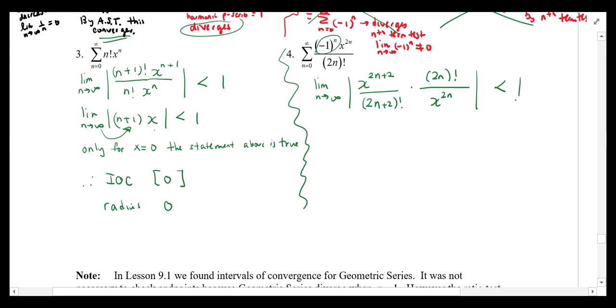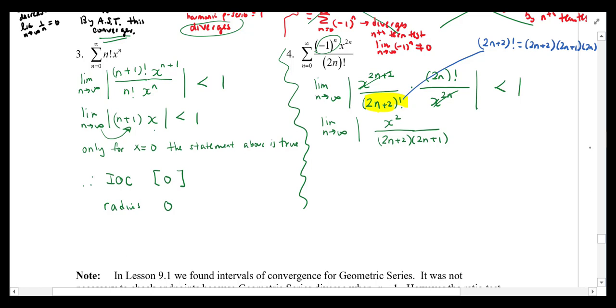Now as I simplify this, let's see what happens. Limit as n approaches infinity. I think I have here x squared, and in the denominator I have 2n plus 2 times 2n plus 1. Remember, these are factorials, right? So (2n plus 2) factorial, if you're not too sure, just becomes 2n plus 2, then 2n plus 1, then 2n, and so on and so forth. And guess what? That just simplifies because that cancels out with the 2n factorial. So that's what we're left with.